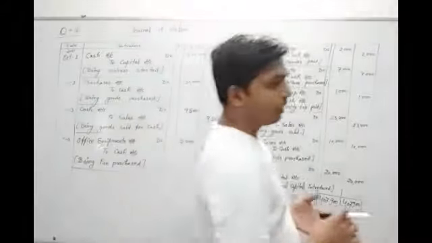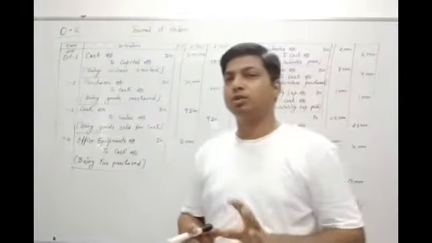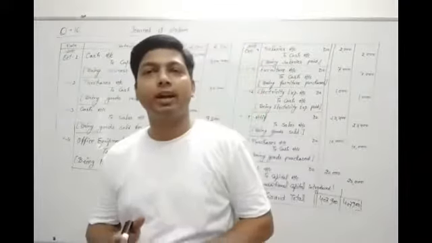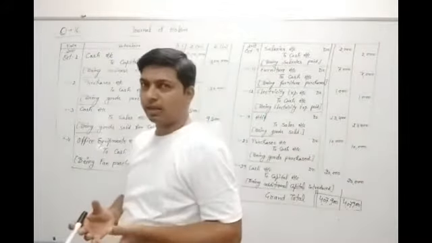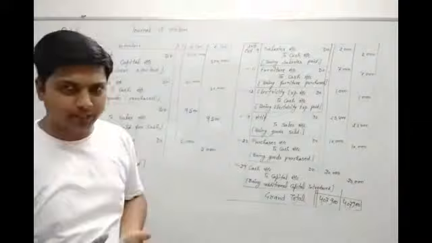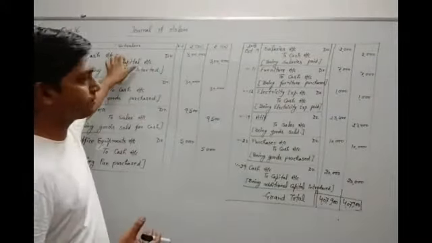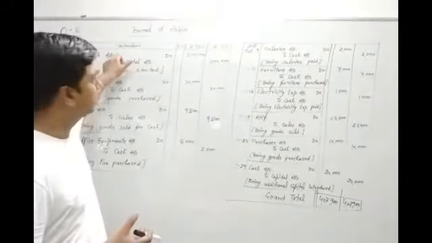The entry is being passed with those three rules which have been told to you: personal, real and nominal. Assets come in, it would be debited. Assets go out, it would be credited. So here cash comes in the business, that's why it is debited.